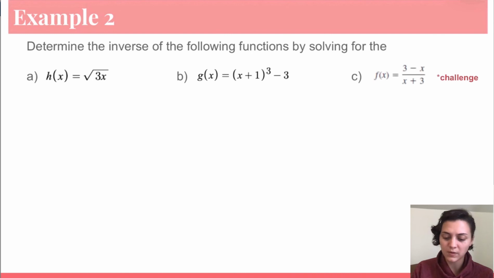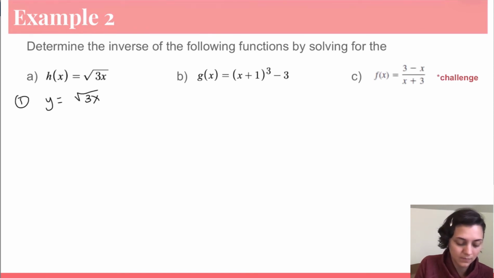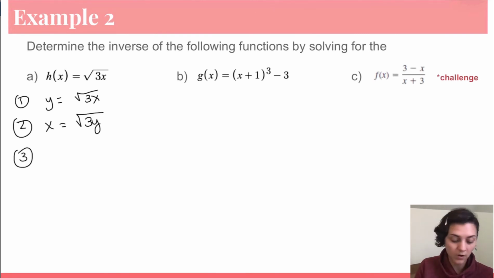Alright, so what's my first step? Yes, rewrite in terms of y. So instead of h of x, I have y equals the square root of 3x. My second step, switch the x's and y's. So this will become x equals the square root of 3y. I switched my independent and dependent variable. And now I want to solve for my new variable, my new y.